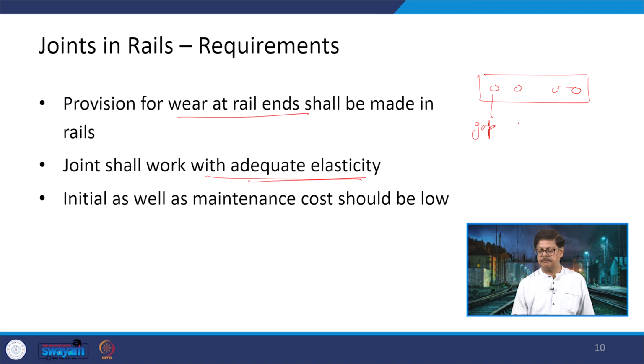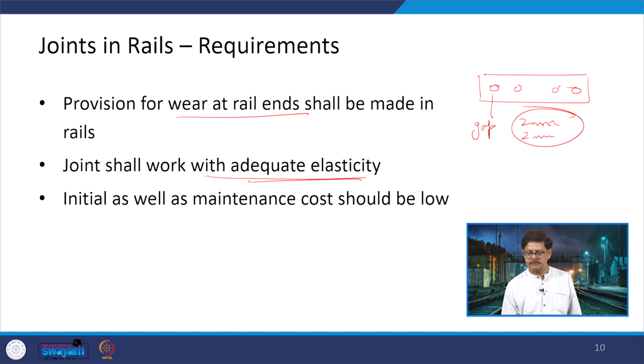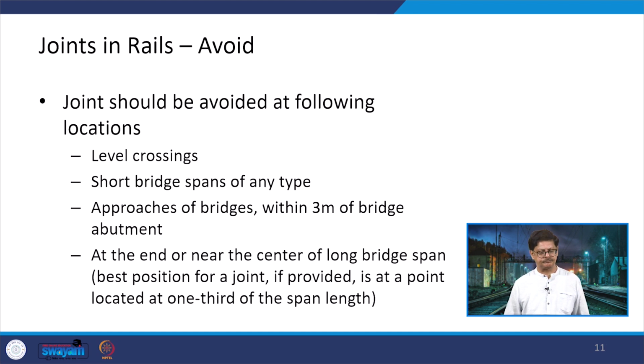Otherwise, if the hole is, say, 2 mm and you are providing a bolt of the same size, then there will not be any possibility of movement. So, the tightening of the bolt as well as the size of the hole with respect to the bolt size, they are not the same; the hole is a bit more as compared to the diameter of the bolt. And initial as well as maintenance cost should be low; the cost component also needs to be taken care of. Now, what are the locations where the joints should be avoided?